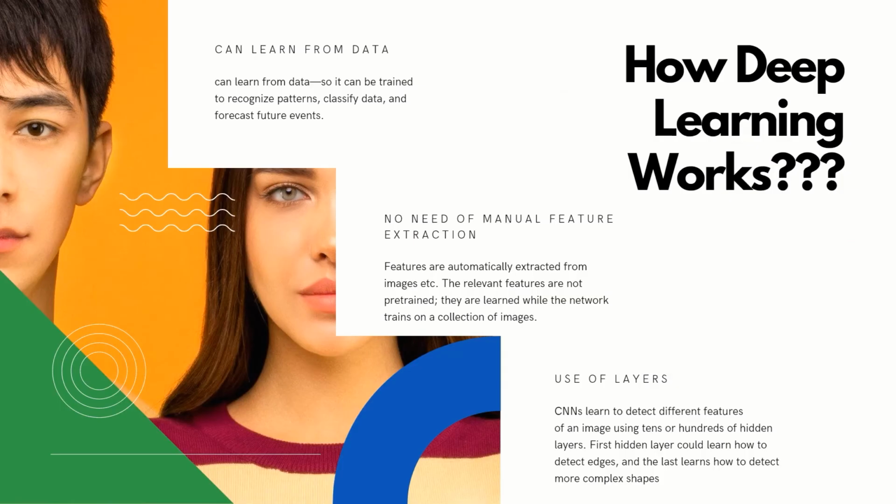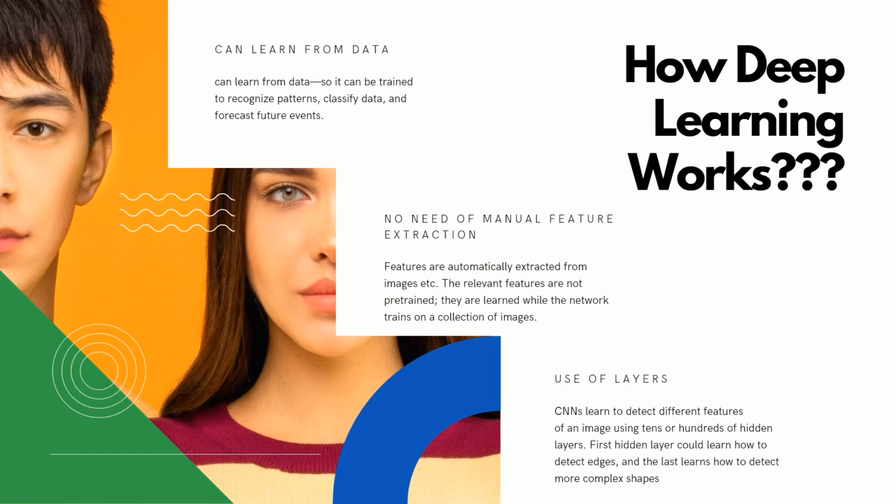Then another important thing that we need to understand is that it learns from data. That means the model needs to be trained on a huge amount of data, and it can be trained to recognize patterns, images, process images, classify data, and make predictions as well, forecasting of future events.